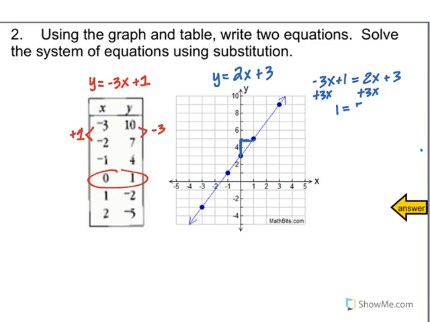this would be 1 is equal to 5x plus 3, minus 3, minus 3, I get negative 2 is equal to 5x, so x is equal to negative 2/5. We want to leave our answer as a fraction unless the problem calls for a decimal. Fractions are a little bit more accurate, so we want to leave them as fractions, and it will actually make our life a little bit easier when we solve it.